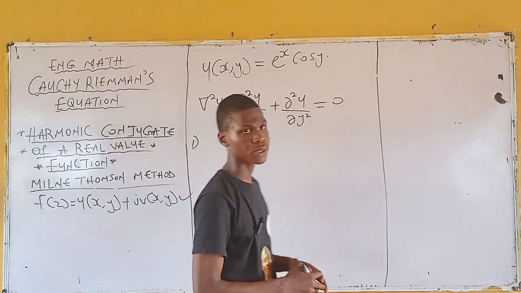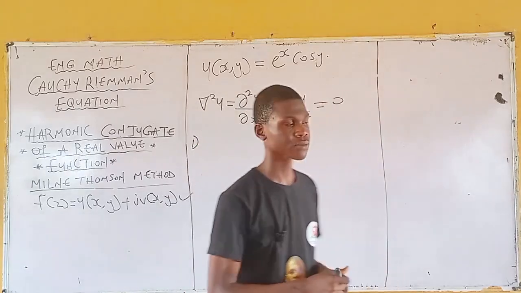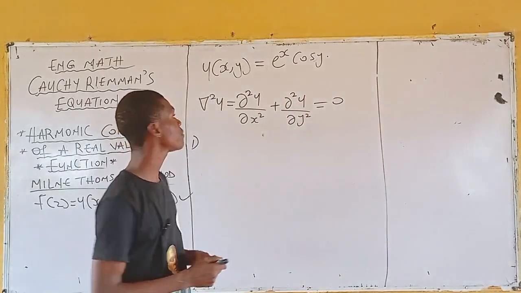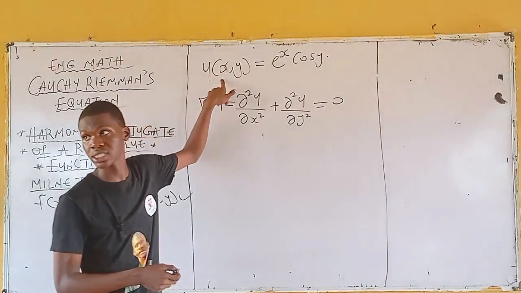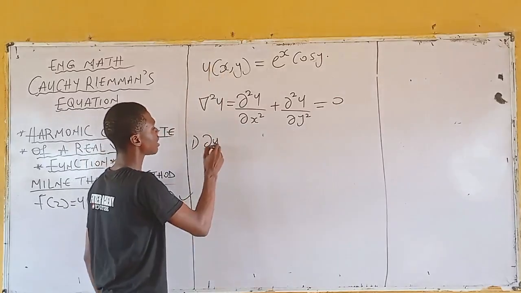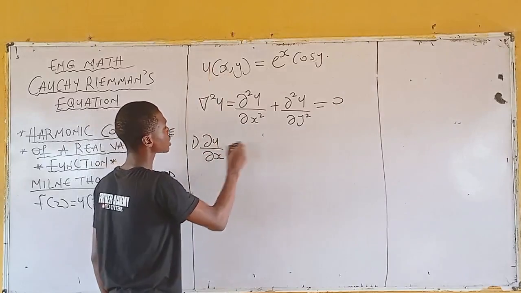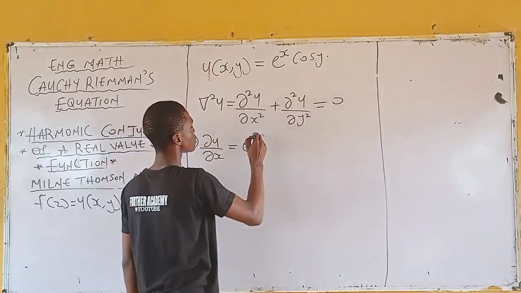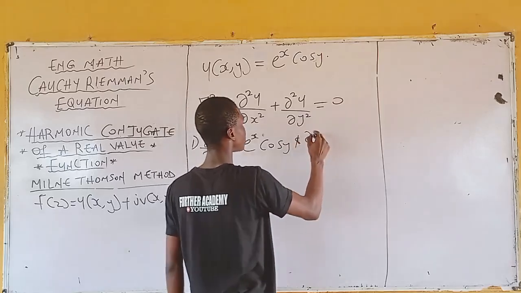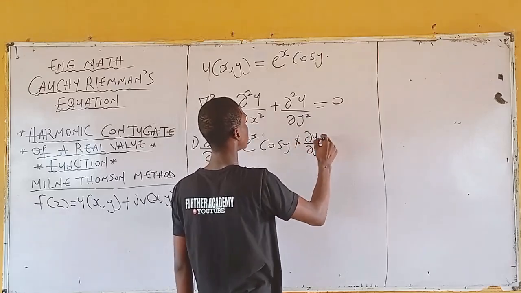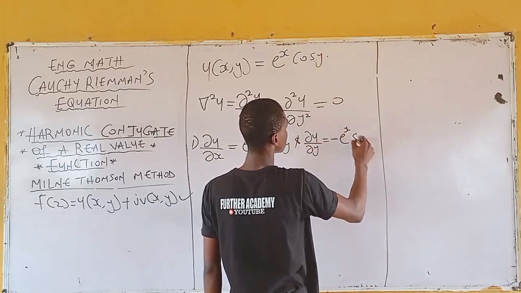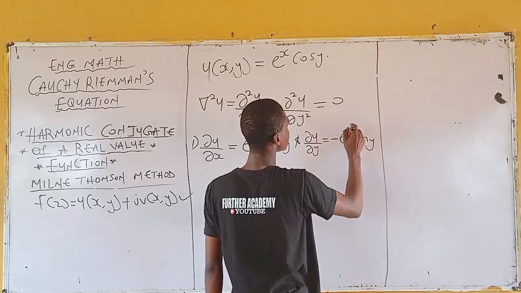Let's do this together, please. What's your first step? You have it in your note already. Your first step is to differentiate u with respect to x and differentiate u with respect to y. So the partial derivative of u with respect to x is equal to exponential of x cos y, right? And the partial derivative of u with respect to y is equal to negative exponential raised to the power of x sin y, right?